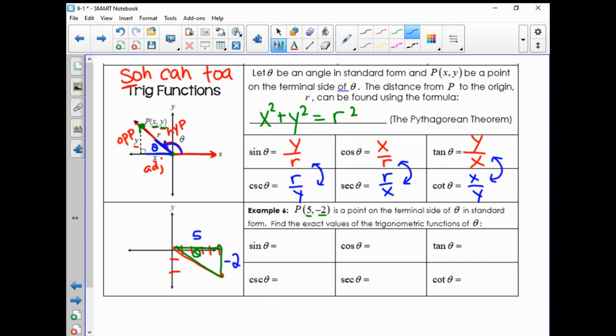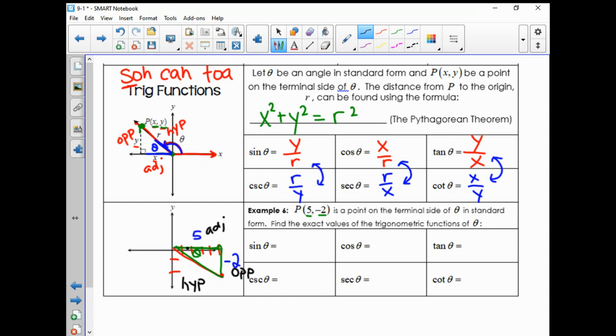And then I've got to find my radius, or my r, over here. So we're going to do that next. But before we do that, let's go ahead and label the triangle. This was our theta right here in this corner. So this side is opposite. This side would be my adjacent. And then my hypotenuse is the one that's missing right there.